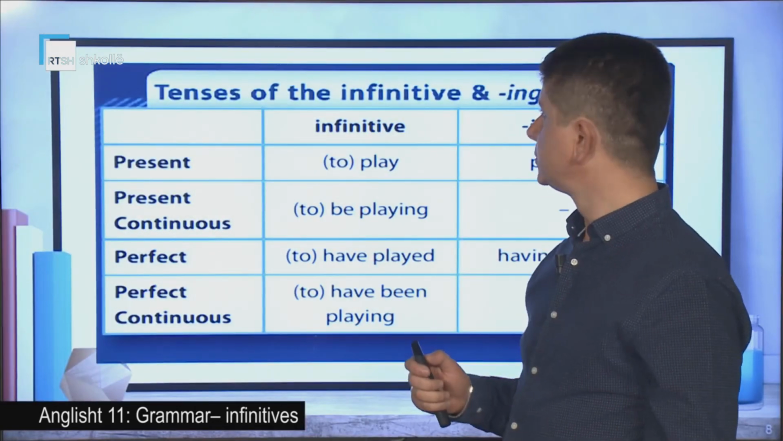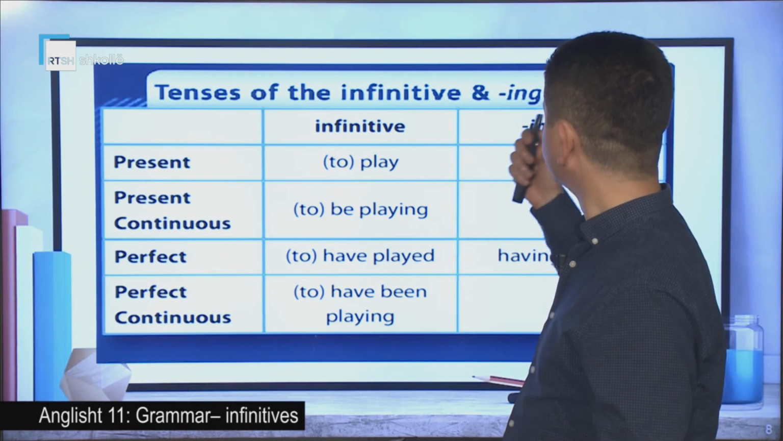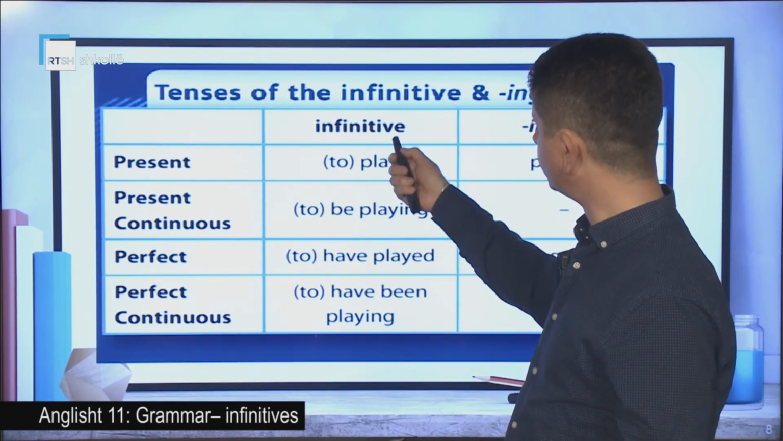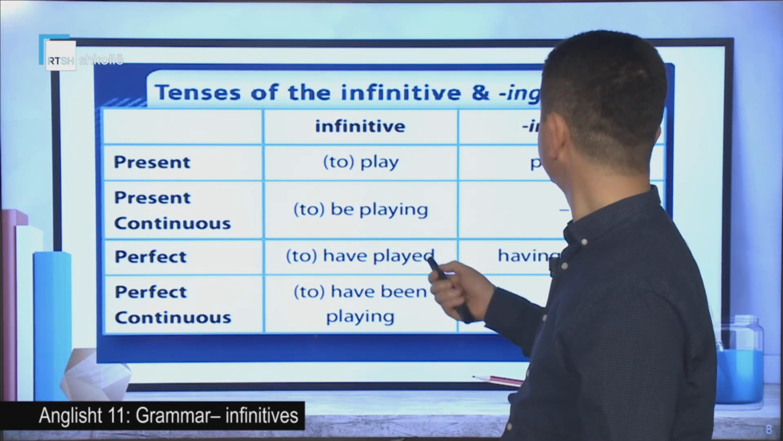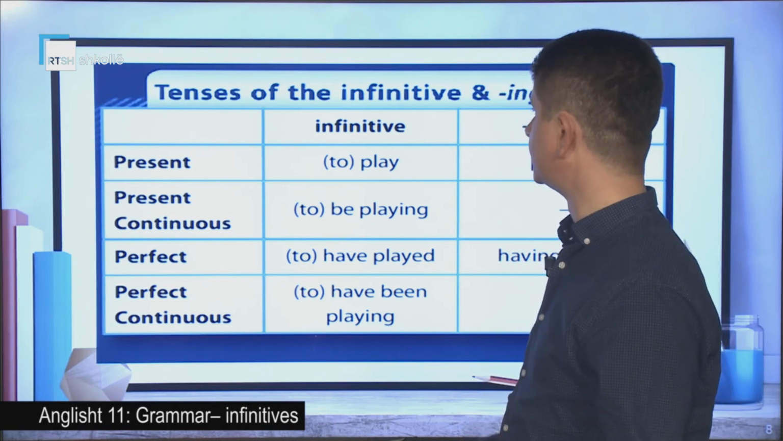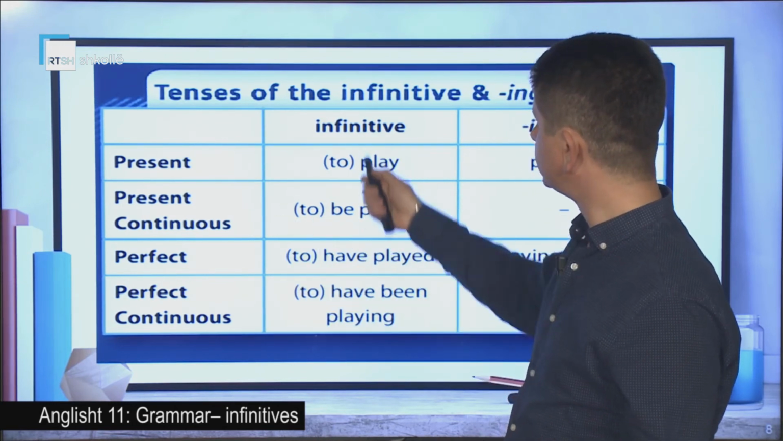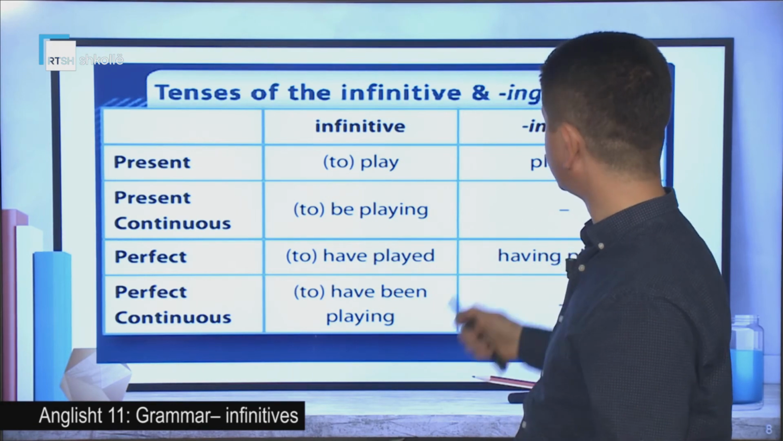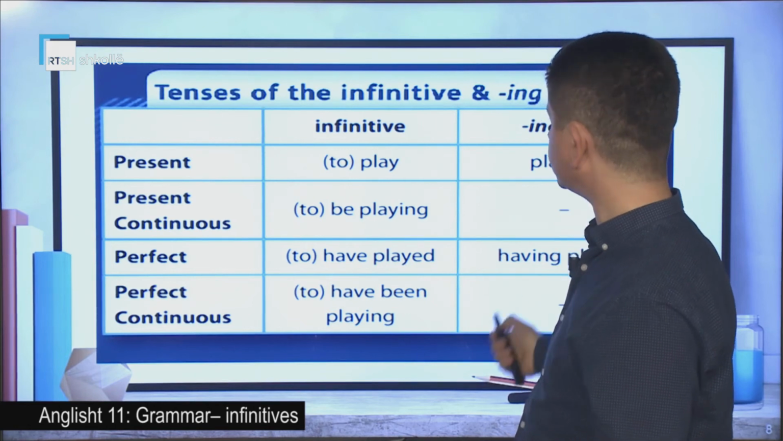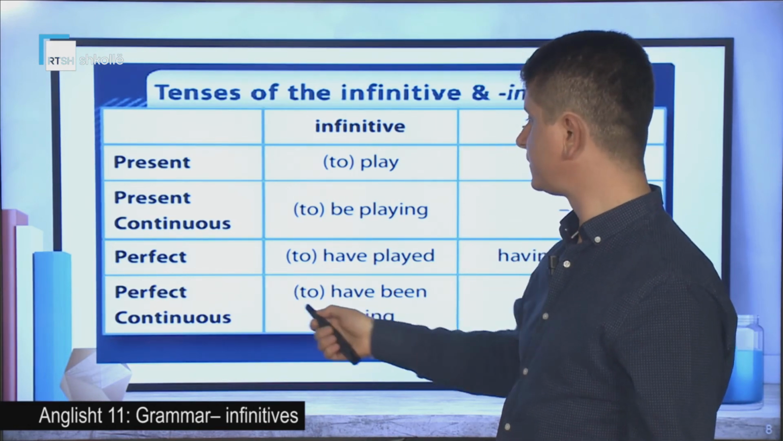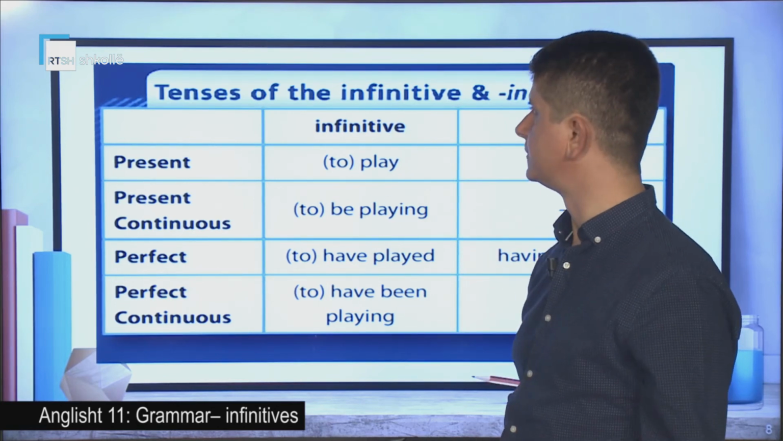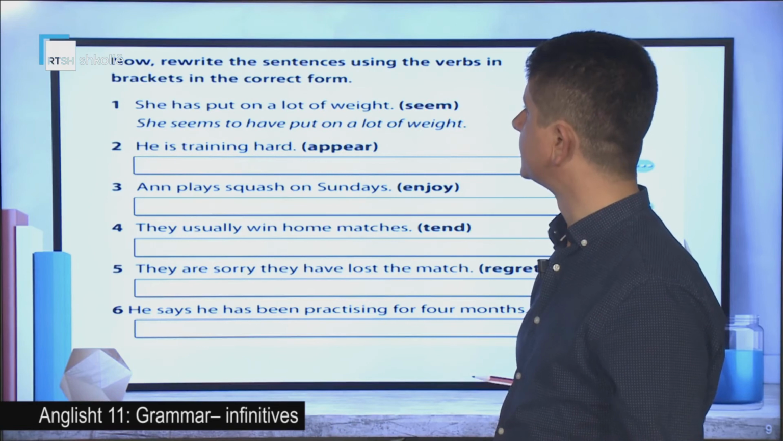In this slide, we will talk about tenses of the infinitive and the ing form. And as you can see in the table, we have the present form of the infinitive, which is play, which we already learned. And here we have the ing form, which is just an ing after the verb. The present continuous is to be playing in the infinitive, while there is no form in the ing form. The present perfect is to have played, and here having played. Present perfect continuous is to have been playing for the infinitive, and here there is no form in the ing form.